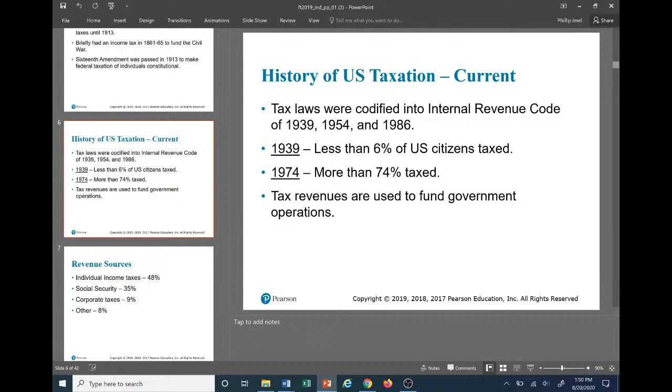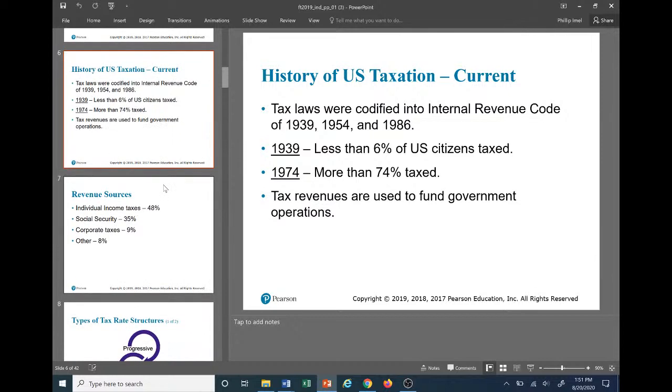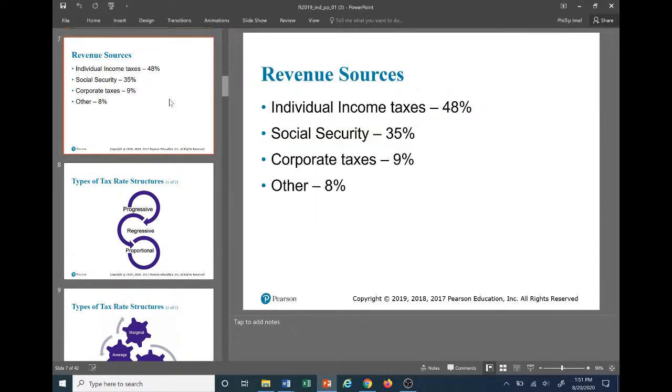In 1939, less than 6% of U.S. citizens were taxed. By 1974, more than 75% of U.S. citizens were taxed. Tax revenues are used to fund government operations. I think everyone knows that by now. That's the way the government receives its money, and that's how it operates.